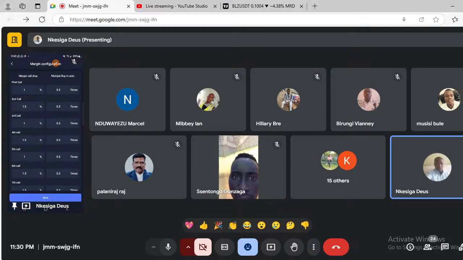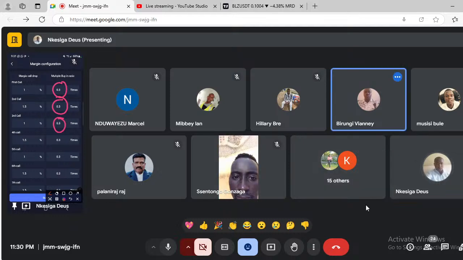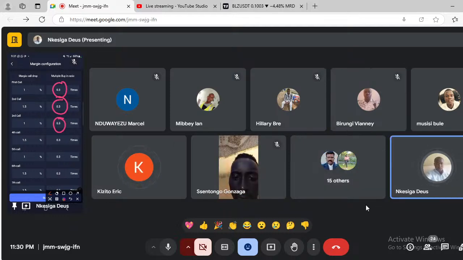Now, when we get 0.3, remember my first buy is what? What is my first buy? Let me see how many of you are following. What is my first buy according to this strategy? Open your microphone and talk. It's 50. Yes. Our first buy here is 50.